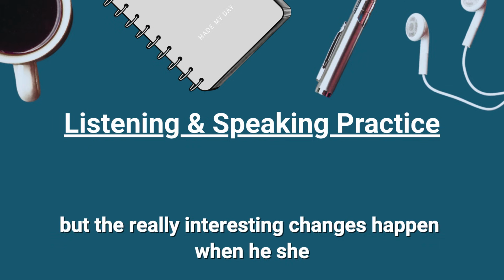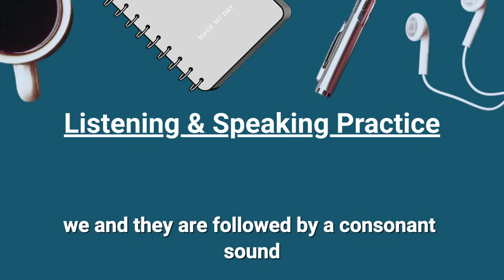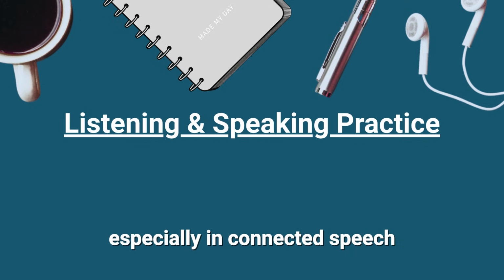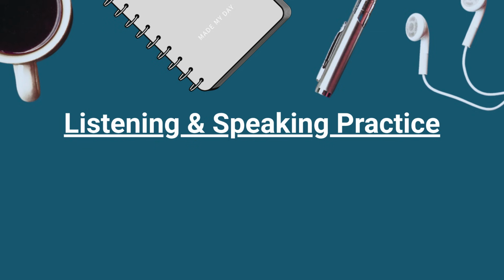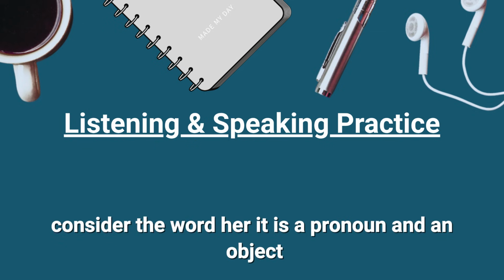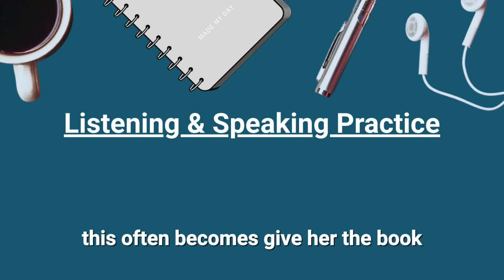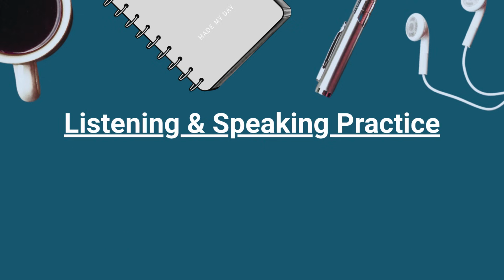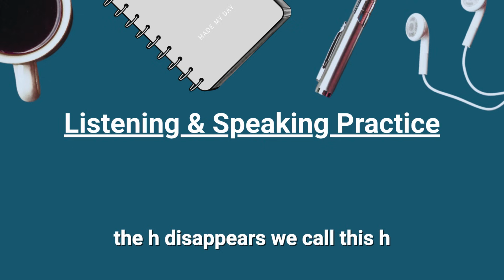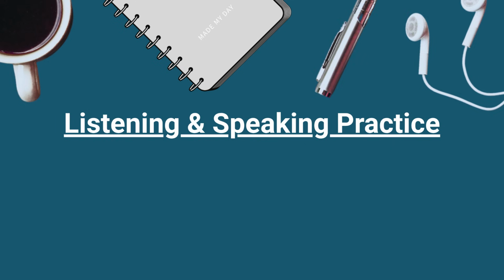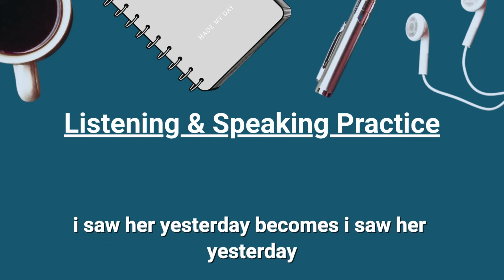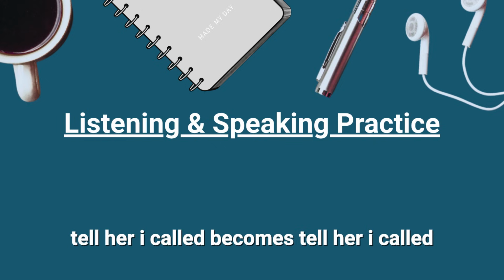But the really interesting changes happen when he, she, we, and they are followed by a consonant sound, especially in connected speech. Consider the word "her." It is a pronoun and an object. "Give her the book." In natural speech, this often becomes "give 'er the book." The H disappears. We call this H dropping. "I saw her yesterday" becomes "I saw 'er yesterday." "Tell her I called" becomes "tell 'er I called."